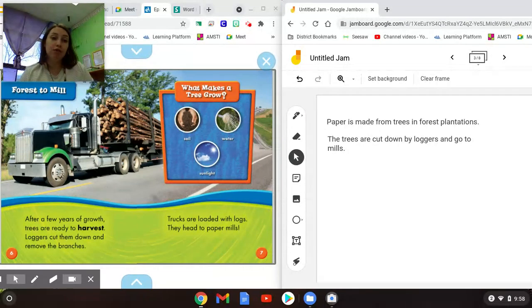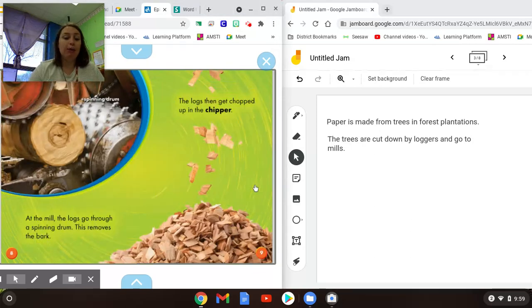I'm thinking about the information on the page. I'm rewriting it in my own words. That skill is called summarizing, and we've worked on that skill a little bit before, but we're using it now to help us with sequence of events and key details.